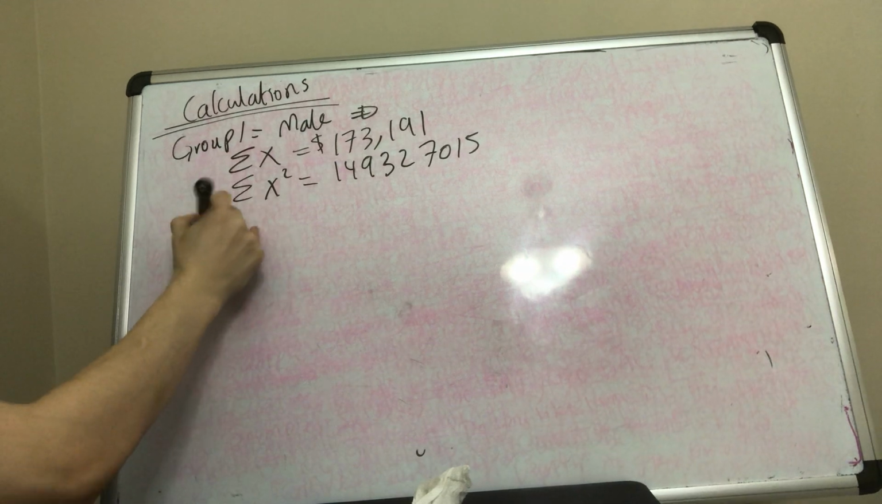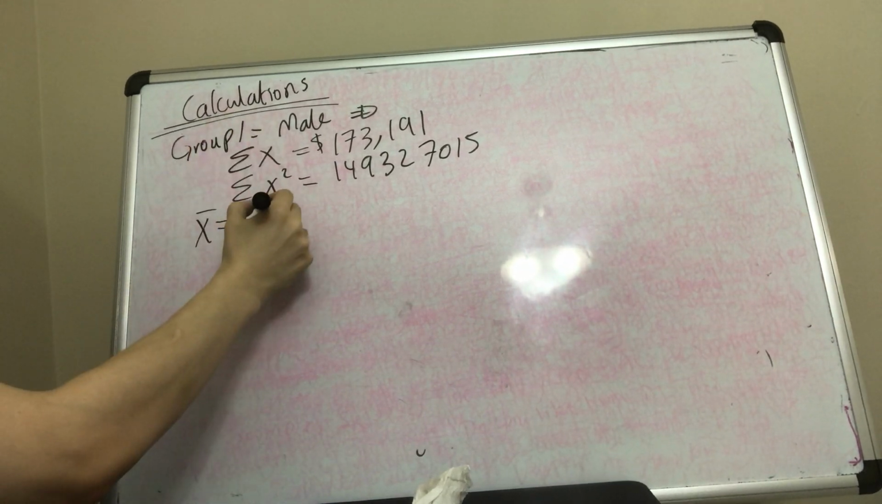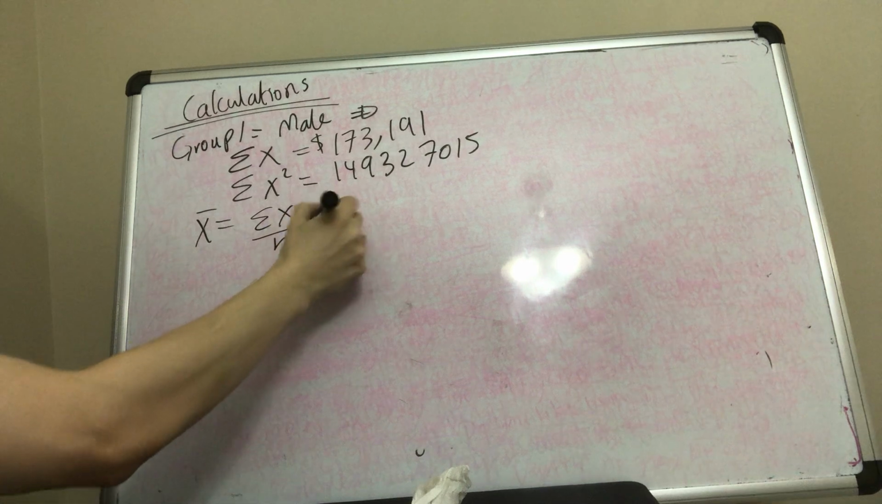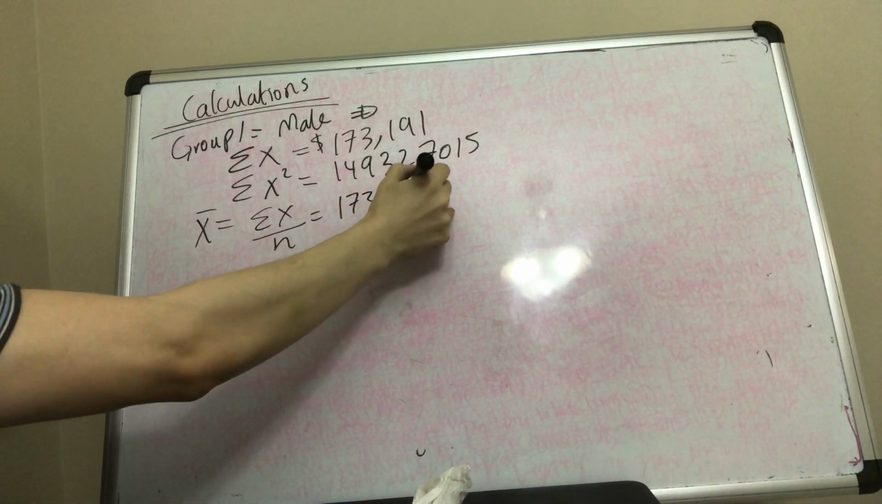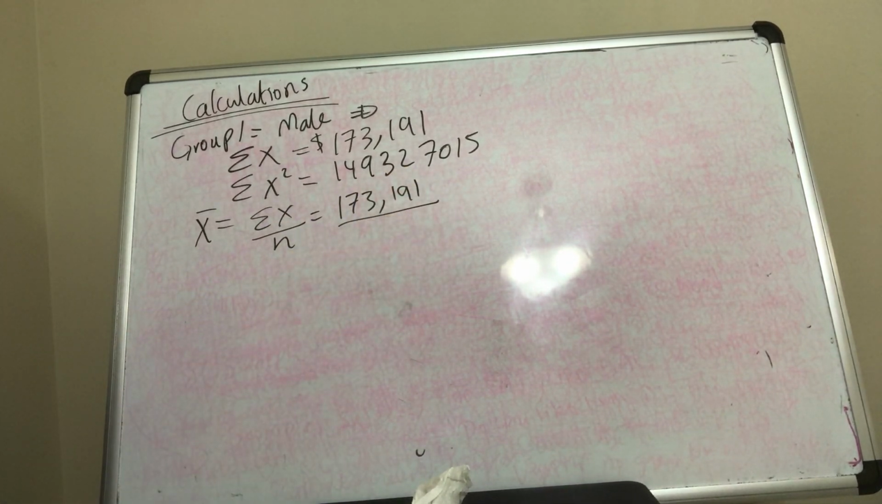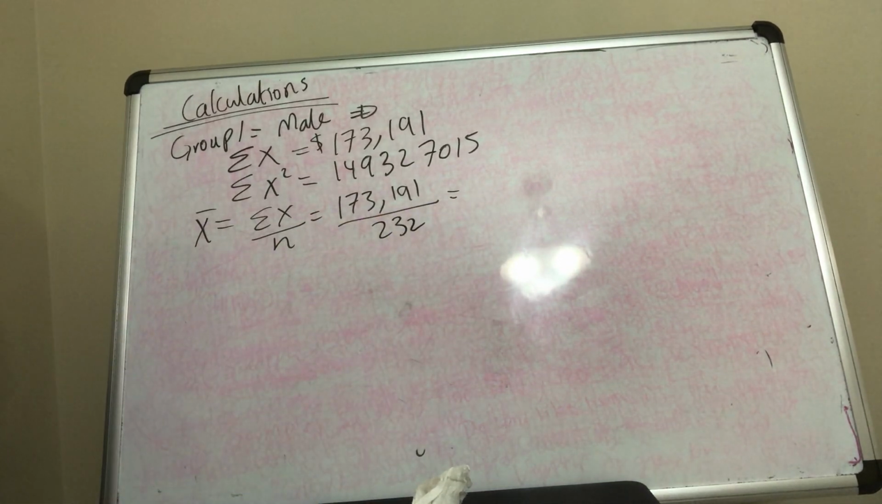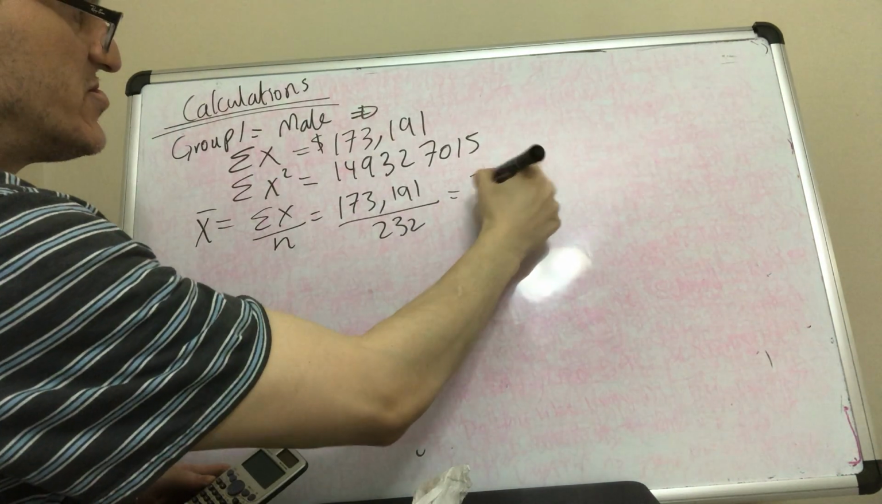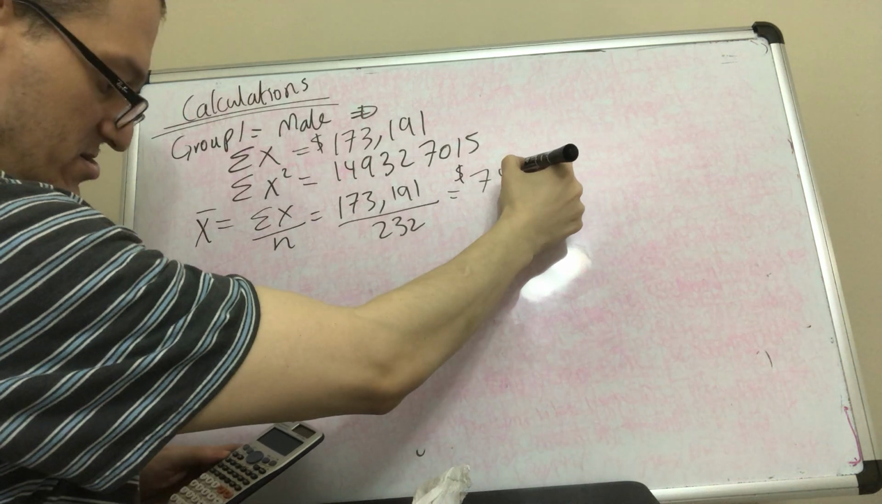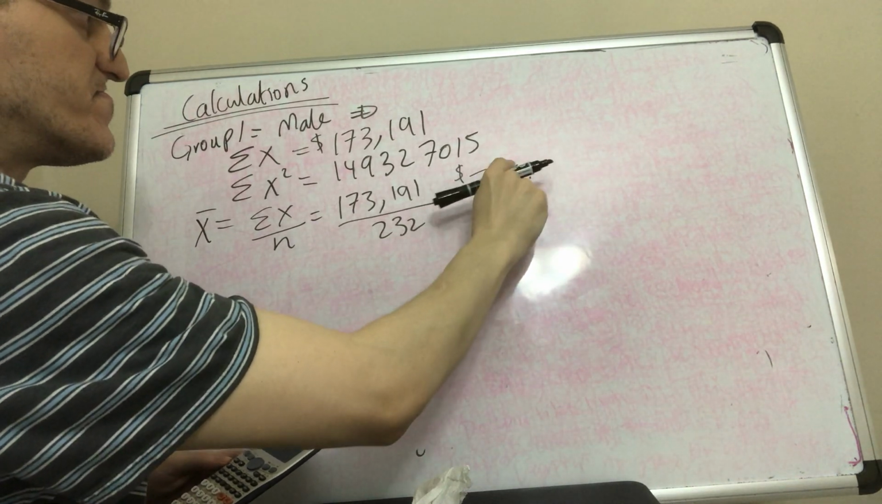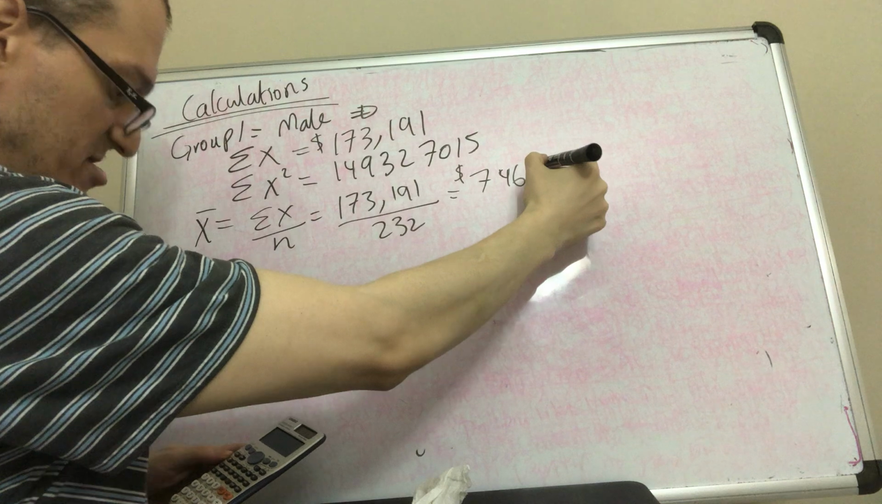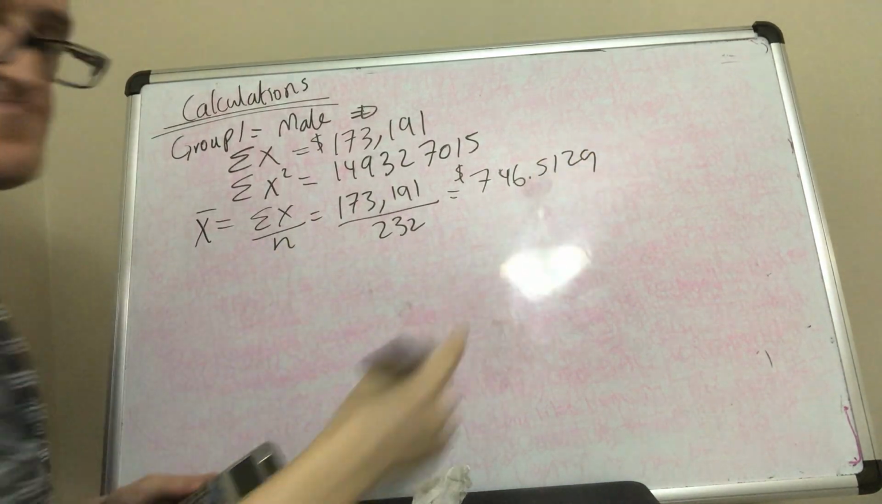Okay, I can find the average for male. It's the sum over n, so 173191, and in the database there are 232 male. So 173191 over 232. This will give you an average of 746.5193.